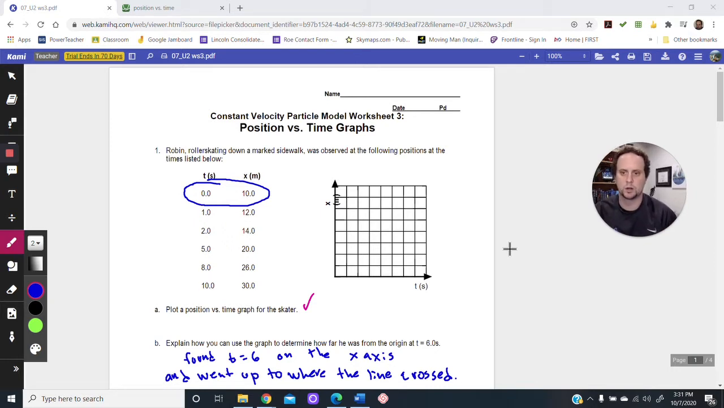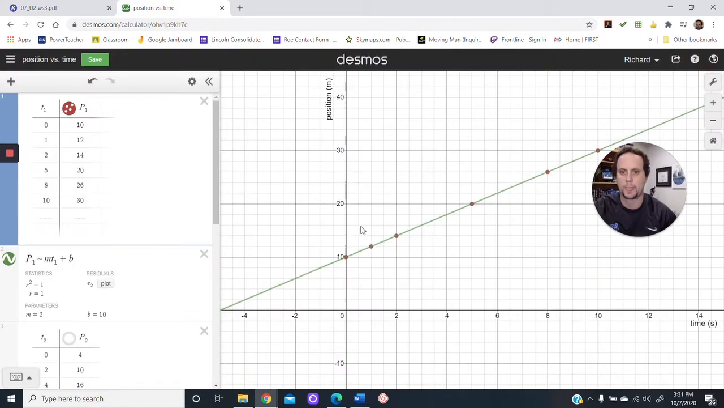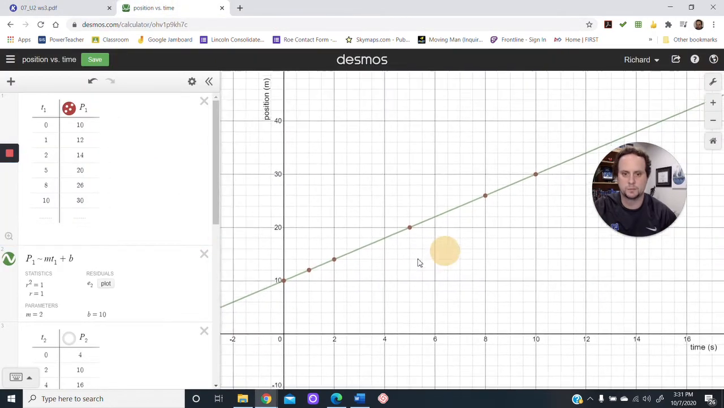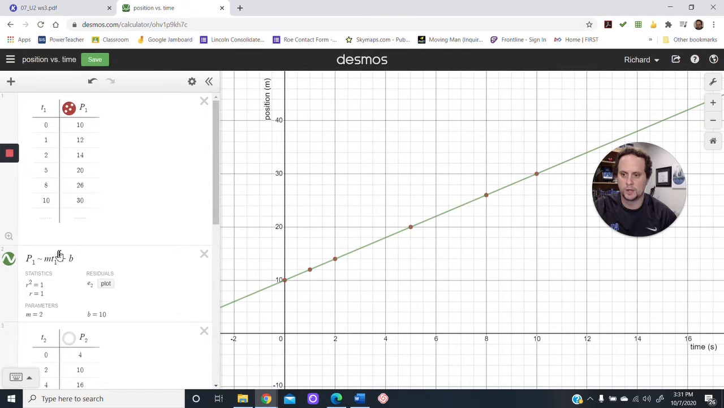We've got a skateboarder, or a roller skater, rolling down a marked sidewalk, observed at the following positions and times. I've gone ahead and graphed those in Desmos. Check that out. You can go ahead and create a table. I graphed all of the ones for this homework assignment on the same graph, and you can turn on and off the different pieces by clicking the circles next to them. So we've got that there.